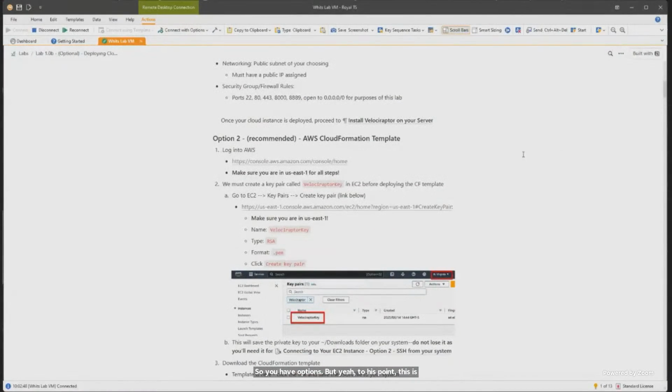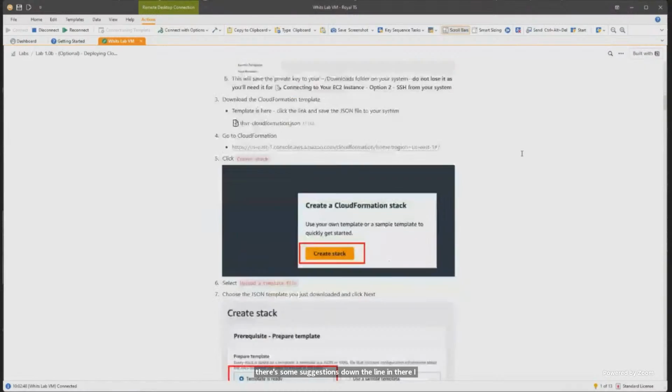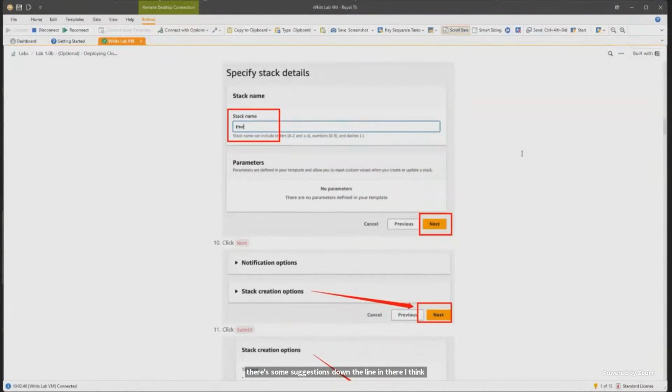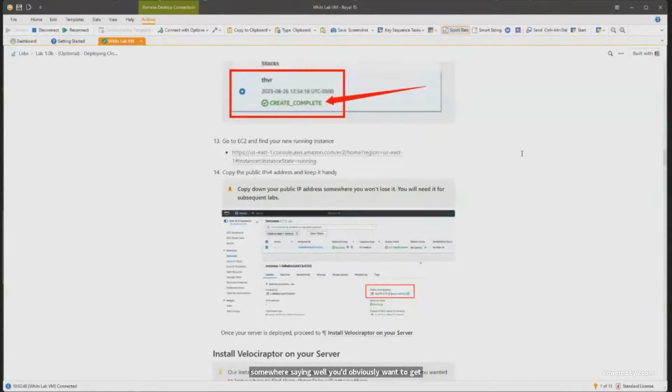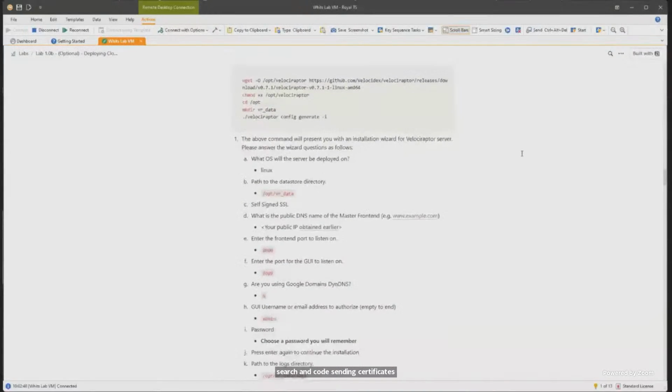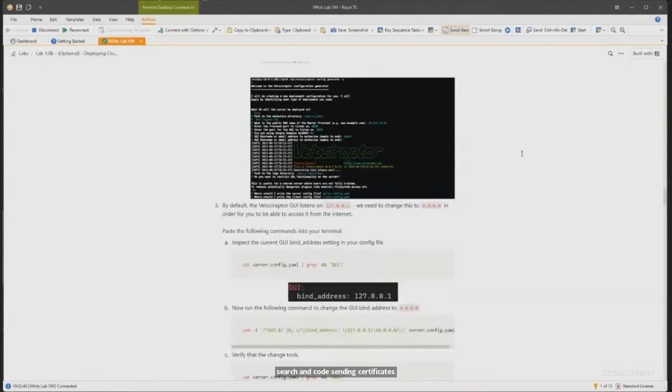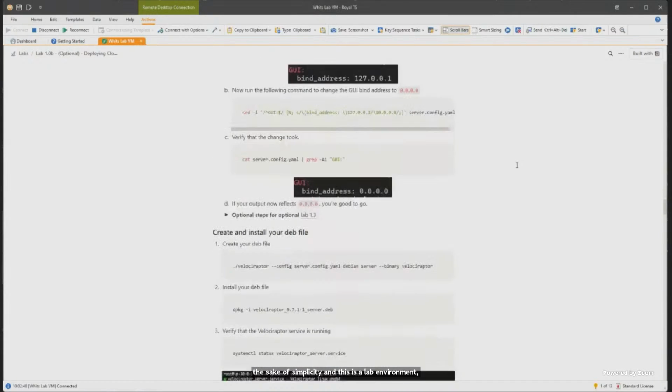And there's some suggestions down the line in there. I think somewhere it says you'd obviously want to get certs and code signing certificates and put these behind protective measures and all those things, just because the default is clearly not enough here. So that's our thought process. But for the sake of simplicity, and this is a lab environment, it is deployed in a very insecure way. So do not do this at home or in prod.